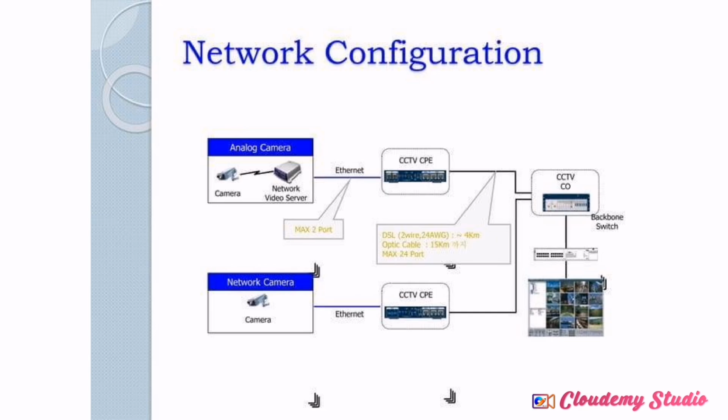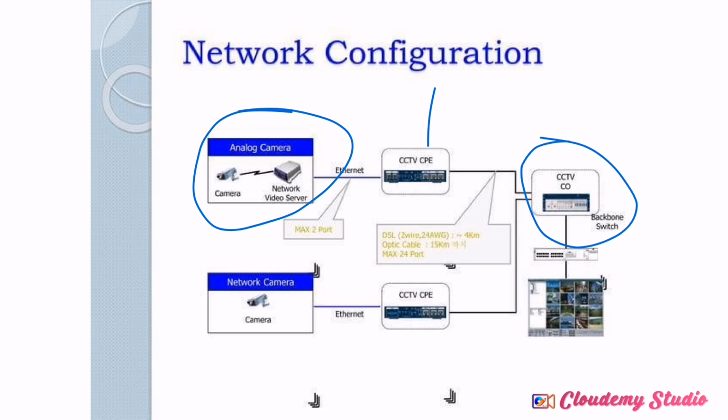Okay, so on this picture we are seeing where it is written analog camera. So this is the analog camera, then it's going to a network video server, then from there it passes to the Ethernet, then the Ethernet is taking it to the backup switch, then the backup switch is taking it to the DVR. This is the DVR. Then from there it is displaying it to the monitor here. That's what is happening.